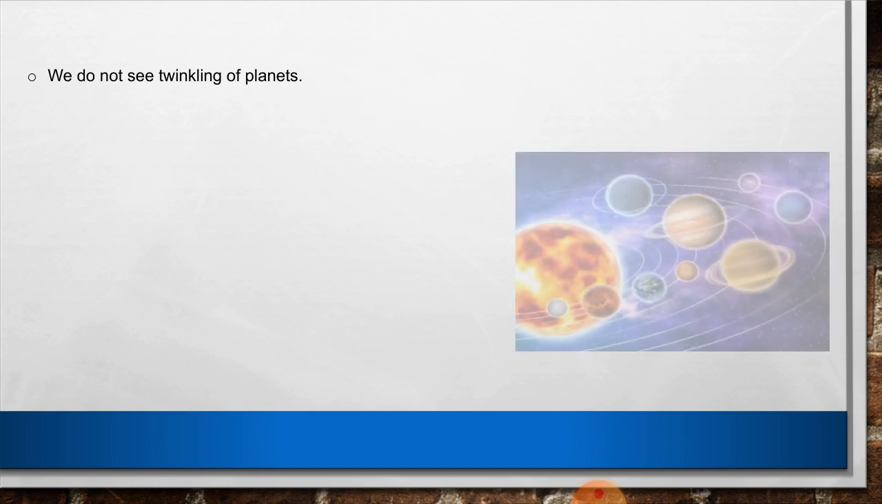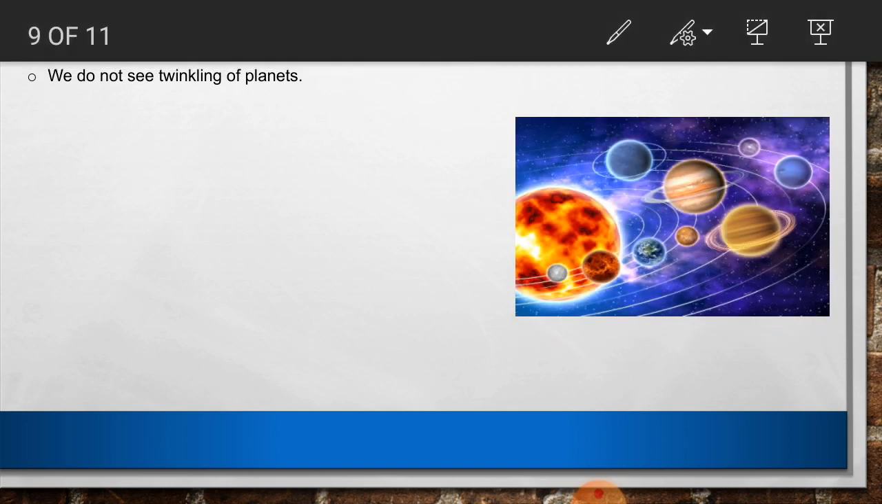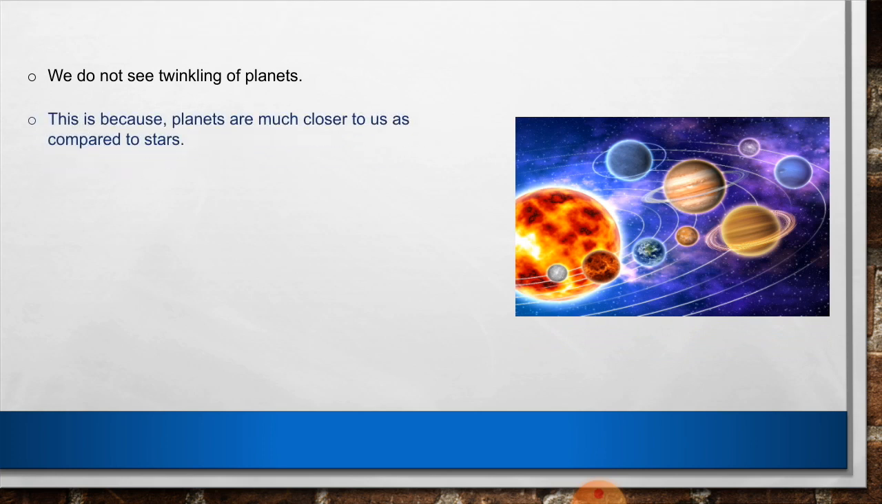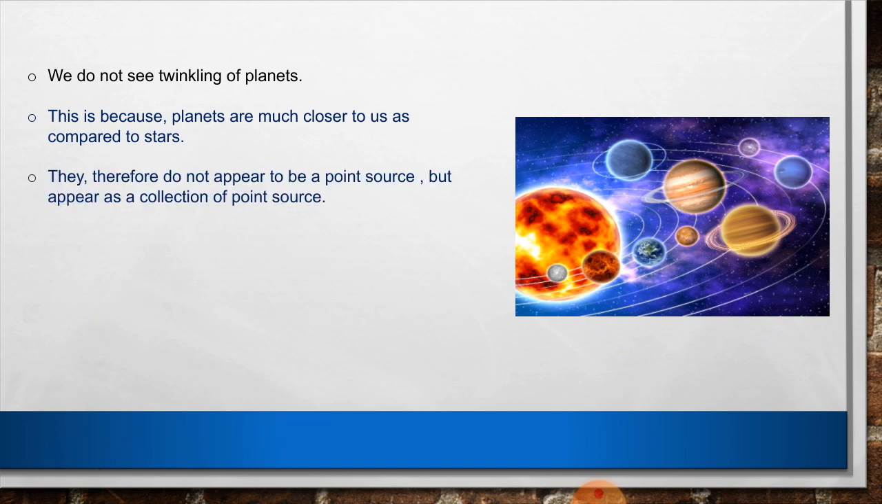Yes. Then you have seen the stars twinkle, but does a planet twinkle? No, we didn't see it like this. We haven't heard also that planets twinkle. So why do they not twinkle? This is because planets are much closer to us as compared to stars, and they therefore do not appear to be a point source, but they appear as a collection of point sources.